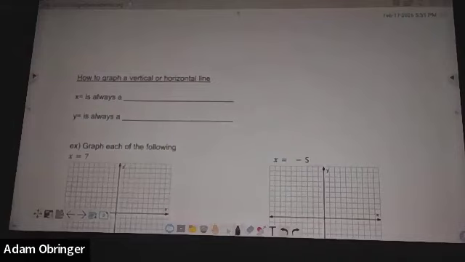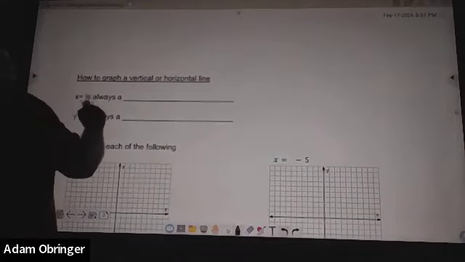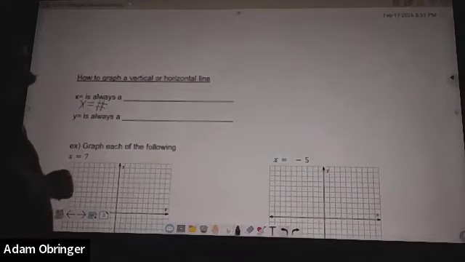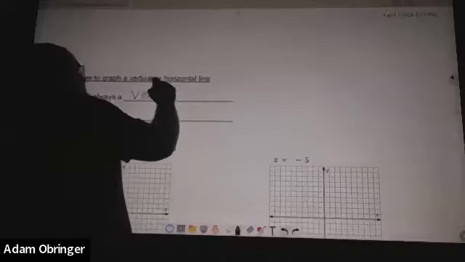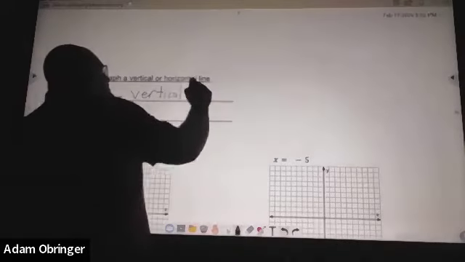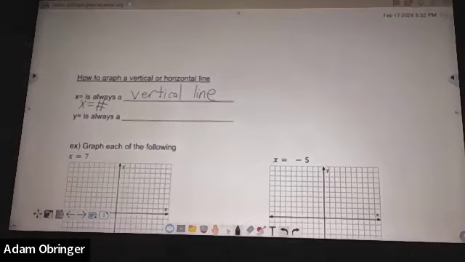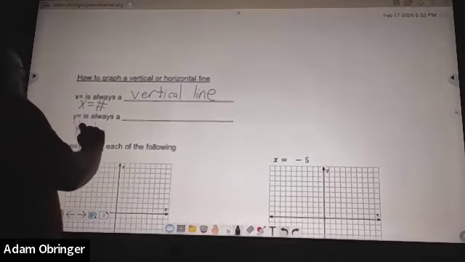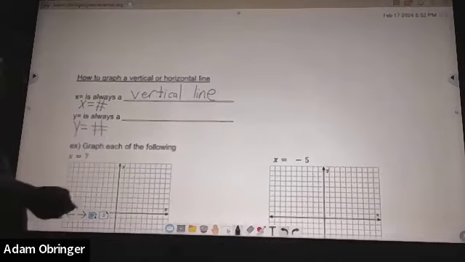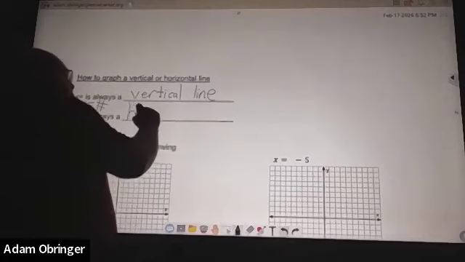The last topic that we need on the back side of the notes is how to graph a vertical or horizontal line. If you ever see just x equals a number, that is going to be a vertical line. When you have y equals a number, that is always a horizontal line.